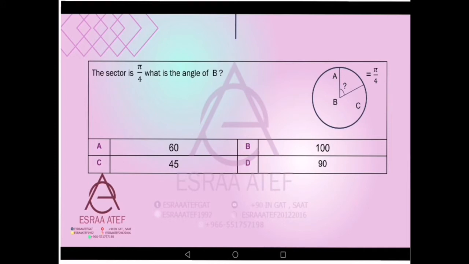Here, the sector is pi over 4, which is this part. And what is the angle of B? He wants you to get the angle of B. If it's a central angle, what does central angle mean? It means that the sides of it are the radius of the circle. So what are the radii here? This one and this one, which are the sides of the angle which I need to get. So it's called a central angle.